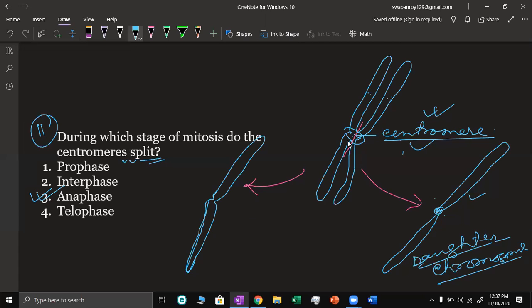Sometimes, due to an abnormality, this centromere may divide transversely. If they divide transversely, then an abnormal condition is produced. Both the chromatids, these two halves, which are identical, will go to the same side.